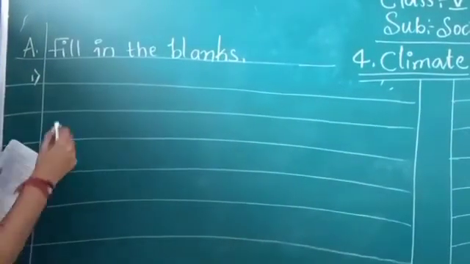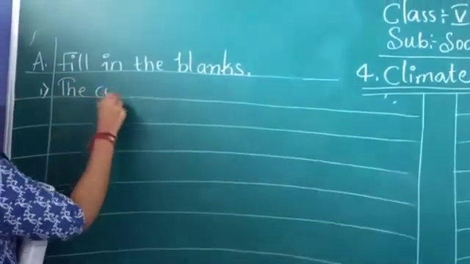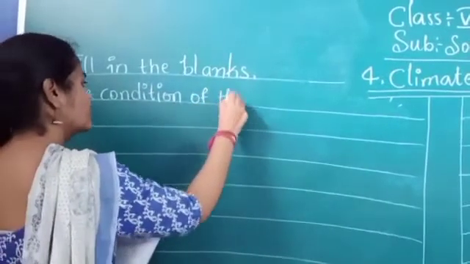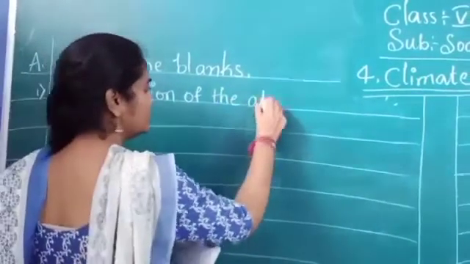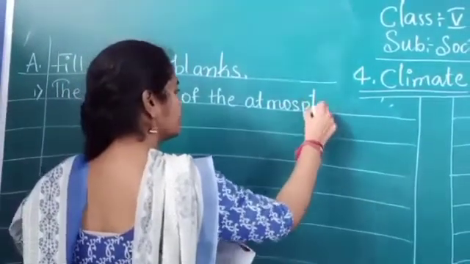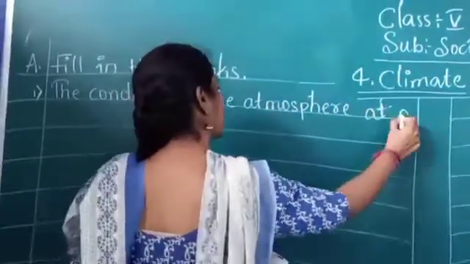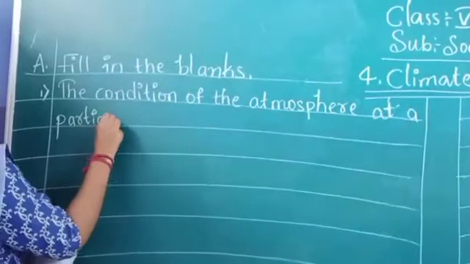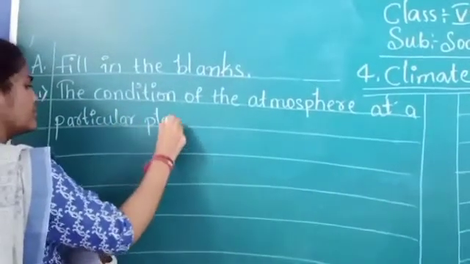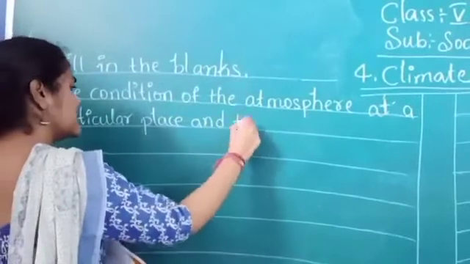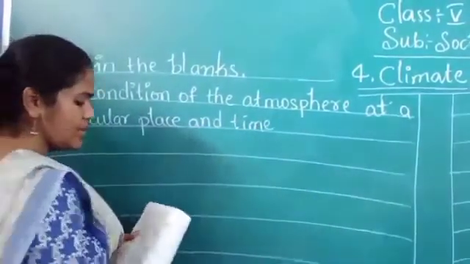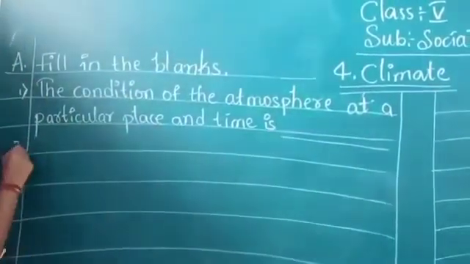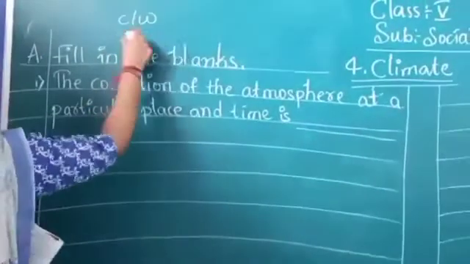The condition of the atmosphere at a particular place and time is called what? What do we call it? I will explain. First you write. You also write in the classroom.